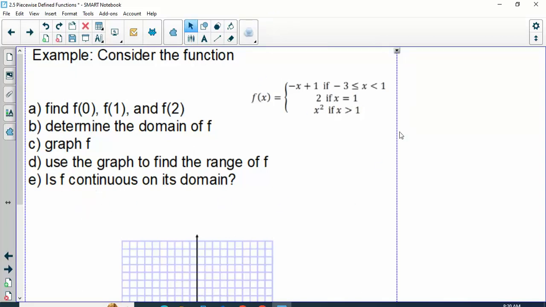Oh no. So our function has 3 pieces this time. I'll write that. Alright, so it's negative x plus 1 if x is between negative 3 and 1, 2 if x equals 1, and x squared if x is greater than 1.